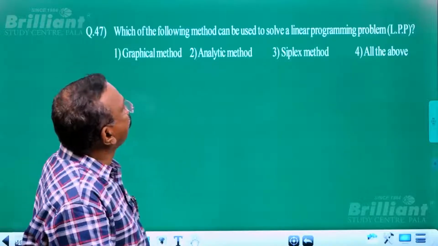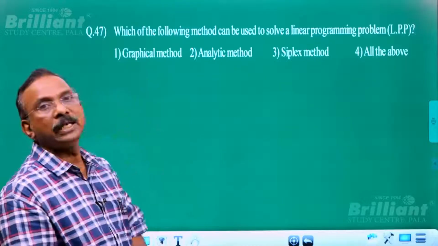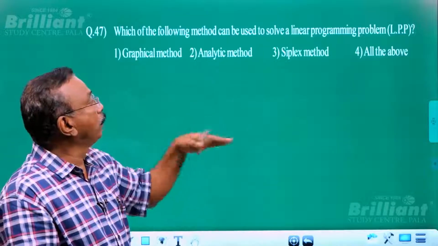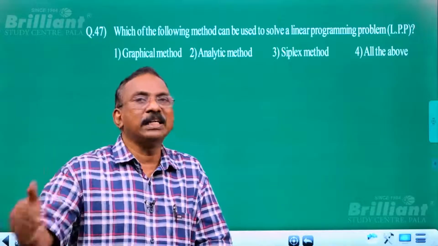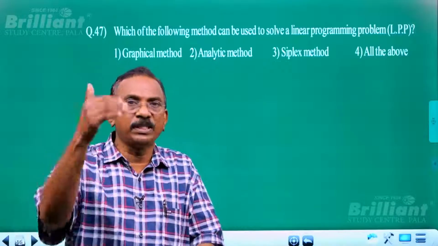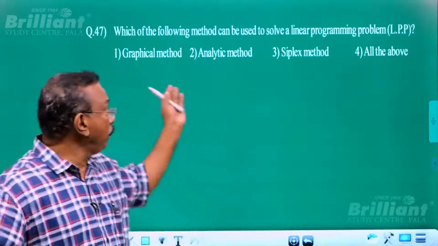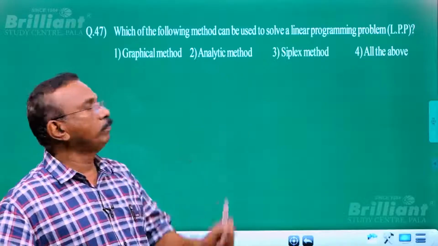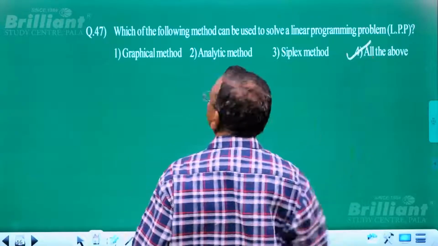Which one of the following methods can be used to solve a linear programming problem? The first is the graphical method. At the same time, the analytical method is there. And there is a higher technique, the simplex method, which is a more complicated method. We can see it in future: if a linear programming problem has more than 2 variables, then it is very simple to solve it step by step. That means it can be solved by the graphical procedure, the analytical method and also the simplex method. So all of them are correct, and the fourth option is the correct answer.